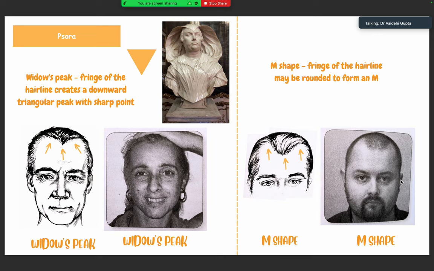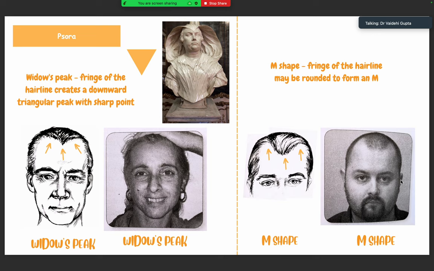In Psora, it was not a straight line; it was triangular or M-shaped. But in Sycosis, because straight is a very prominent feature, the hairline would be straight. A horizontal straight line across the forehead, almost straight in structure. So a straight hairline is a feature of Sycosis. Also, two more features of Sycosis are low hairline and crowded hairline.